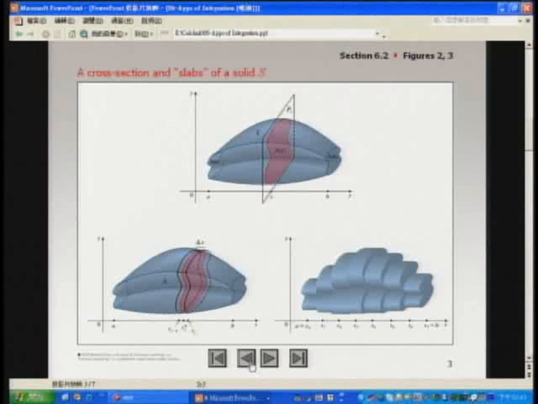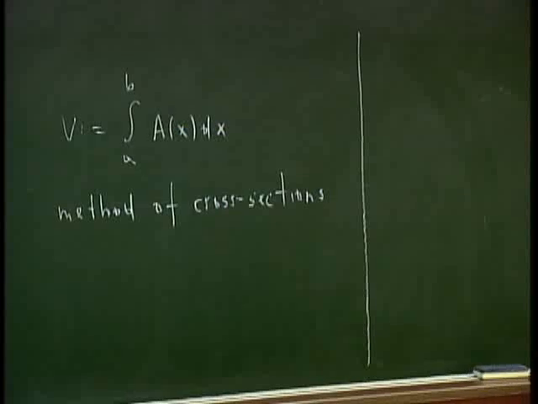As I said, this method is sometimes called the method of cross sections. So this is one method to compute the volume of a given solid. Now, as I have explained to you, there is a need for finding another method, because there are certain solids whose volume we are not able to compute, or not able to compute easily, using this formula. One example I showed you last time.